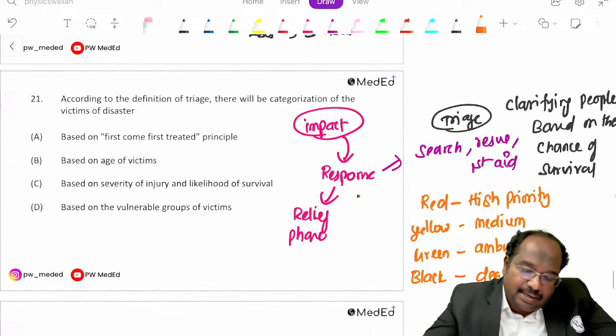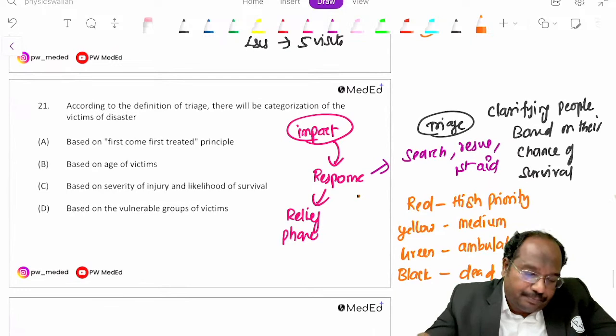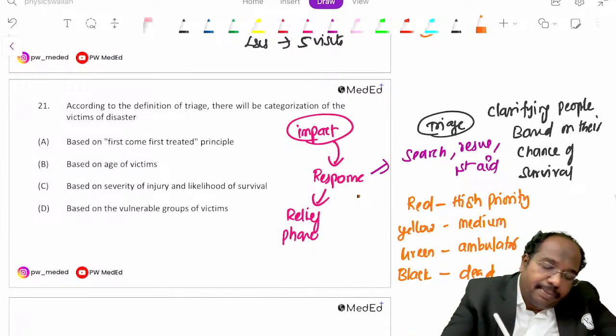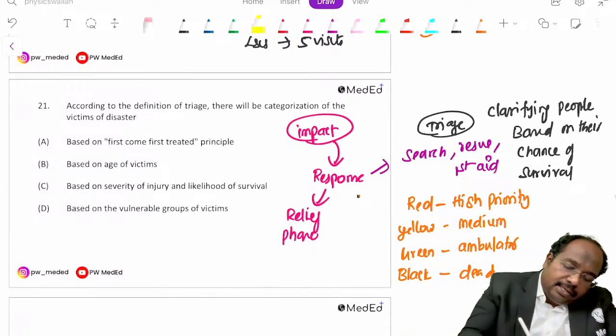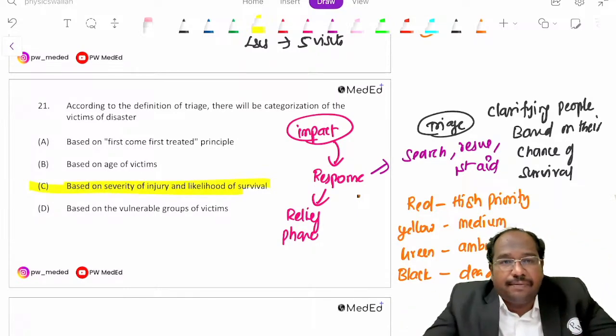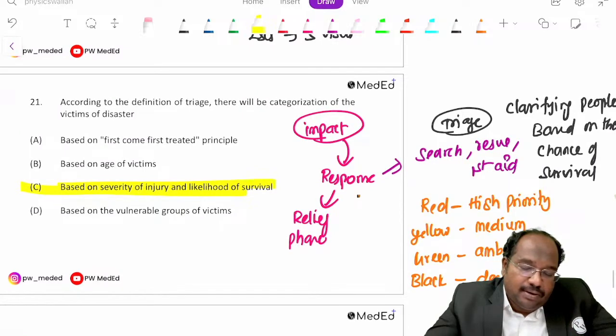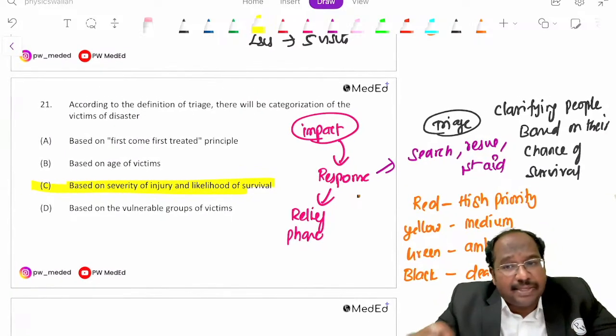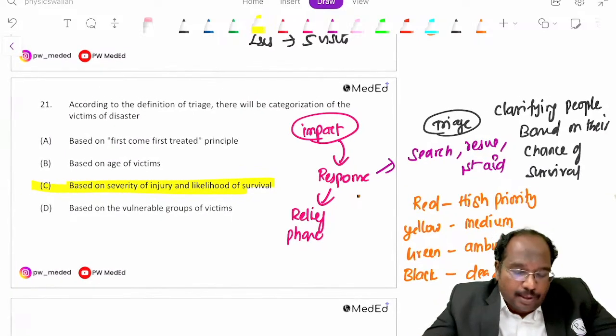So what is the answer here? It is based on their chance of survival, guys. Likelihood of survival. So am I clear? Yes. We'll go to the next question, guys.